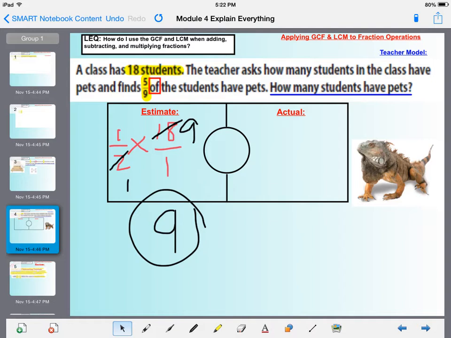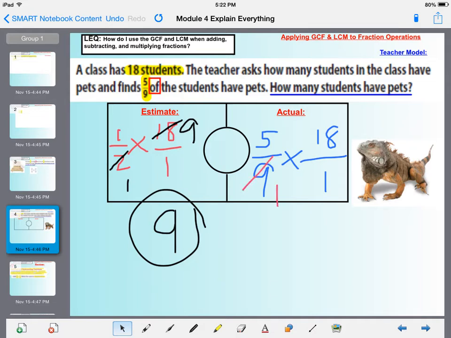When I do my actual answer, if it's close to 9, then I know that I must be right or definitely on the right track. If it's way off, then I've done something wrong. So let's go ahead and calculate, because now I'm doing the actual, exactly 5/9 of the students have pets, of 18 students. I'm going to go ahead and simplify.